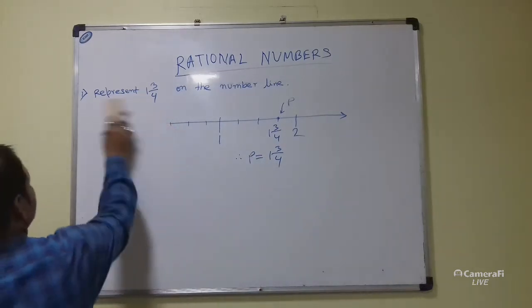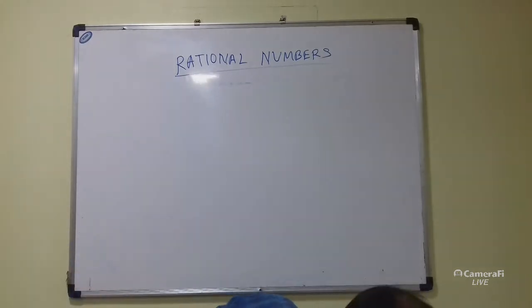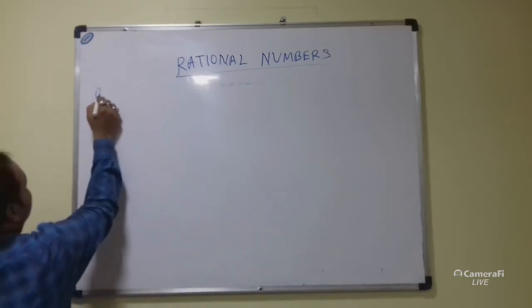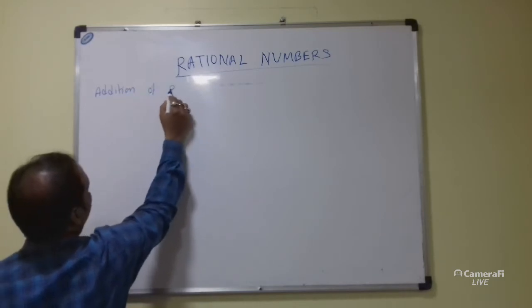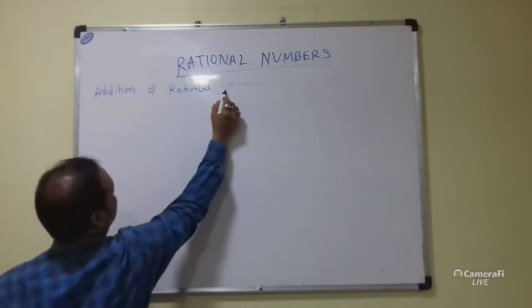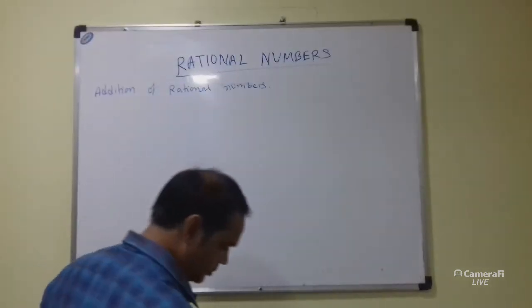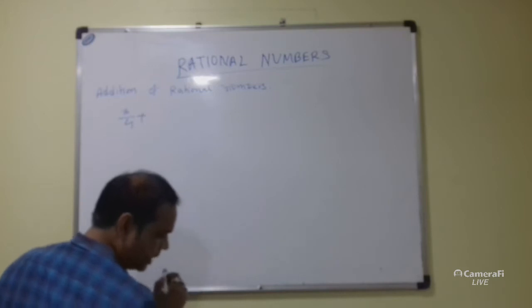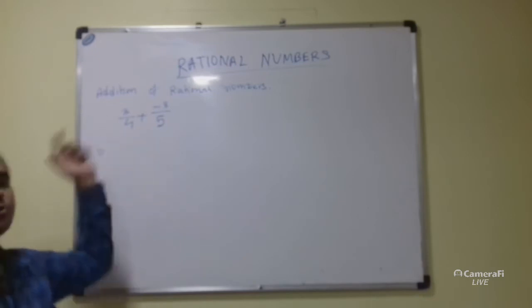Next, now students, I am going to show you addition of rational numbers. First of all, add 3/4 with minus 3/5. So we have to add these two rational numbers.